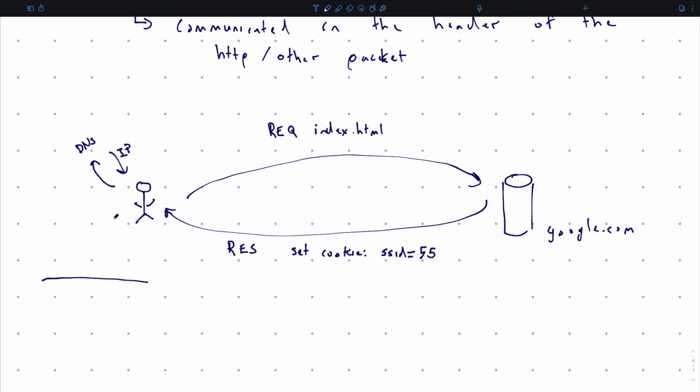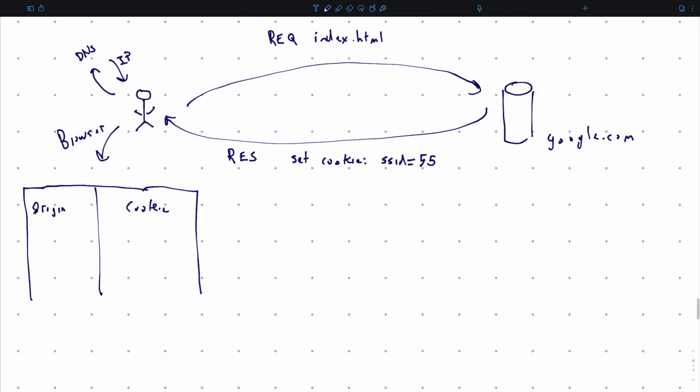So then what my browser does is it says, okay, I just got a cookie, and so I need to store this information. So my browser is going to store it. This is the cookie jar. And it's going to store who gave it to me. So that's called the origin.